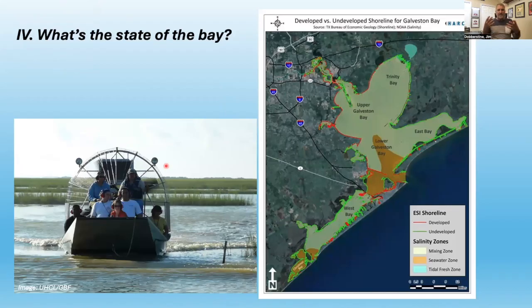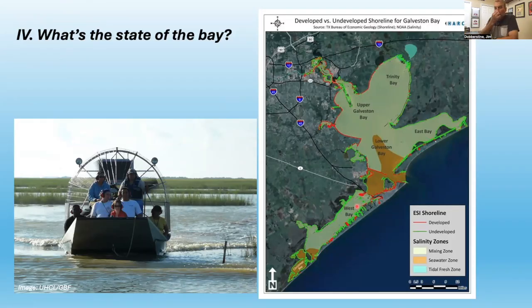Okay, so what's the state of the bay? Right? Actually, these are students of mine from a past study. This was probably about 15 years ago up in Pierce Marsh. So this is up by Hitchcock, kind of over in this area here.